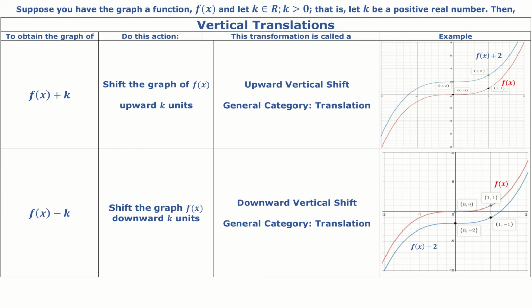So the name of the first one is, of course, an upward vertical shift. The category is translation. We call these translations as a group. This one is a downward vertical shift, and again the category is translation. So when you take f of x and just add k to it, you shift the graph of f of x upward k units. When you take f of x and subtract k from it, you shift the graph of f of x downward k units.